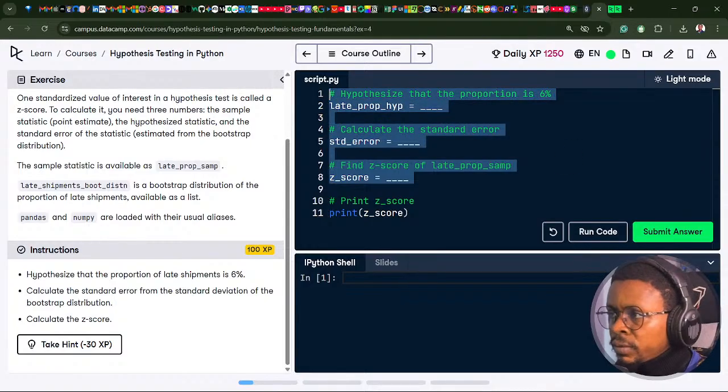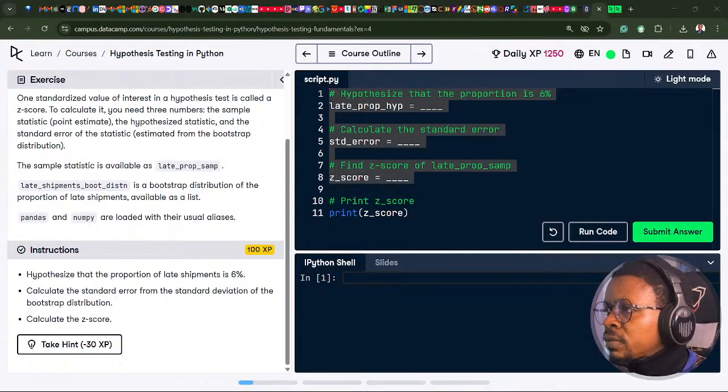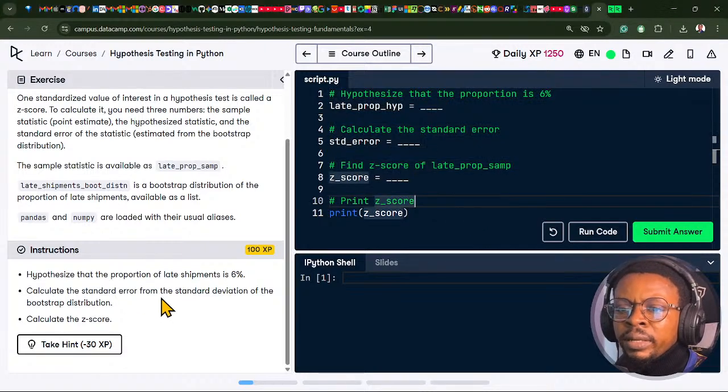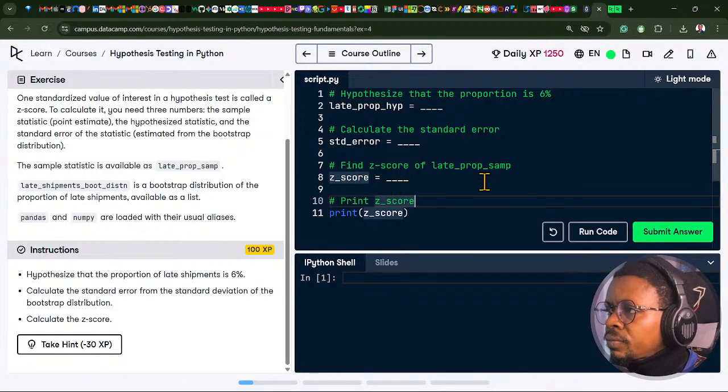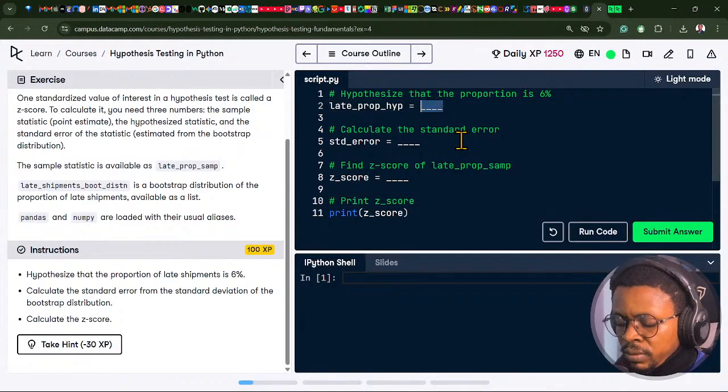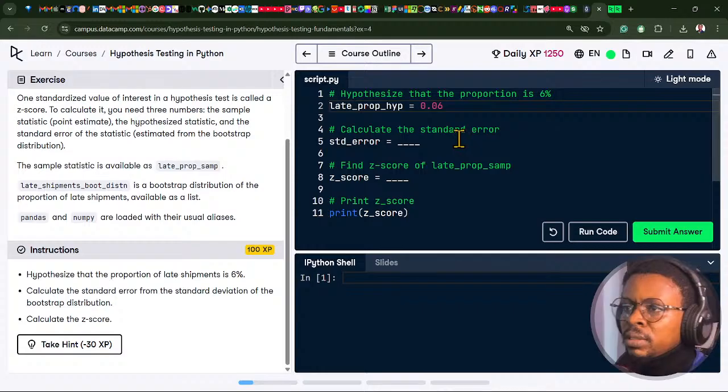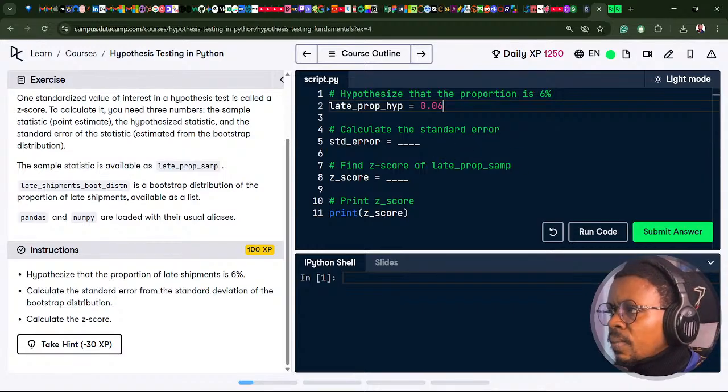So we need to do three things here. We need to hypothesize that the proportion of late shipments is 6%. Then calculate the standard error from the standard deviation of the bootstrap distribution. Calculate the z-score. Yeah, it's the 6%. We're not going to say 0.06. Sorry, since we calculated that, calculate the standard error.